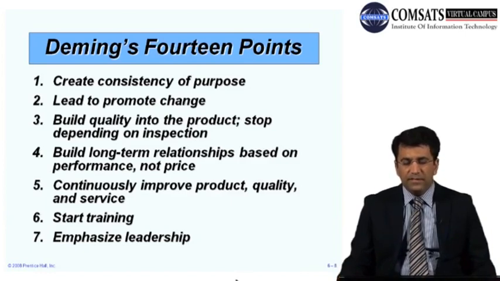Sixth point, that is to start training. Training is so important in order to manage and maintain the quality within the organization. When we discussed the cost of quality, we also discussed that we should train our employees at the prevention stage in order to prevent the defective products. So important is the training. If we are able to properly train our employees, we can better manage the quality and we can better manage to reduce the cost of inspection. So that is so important.